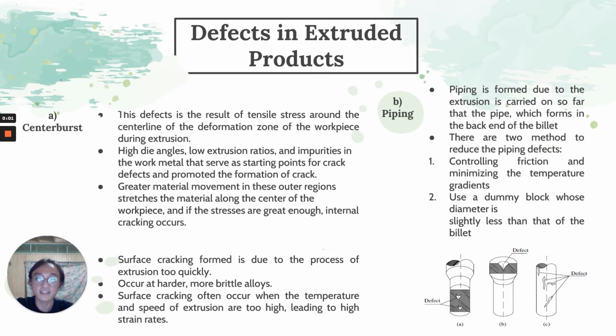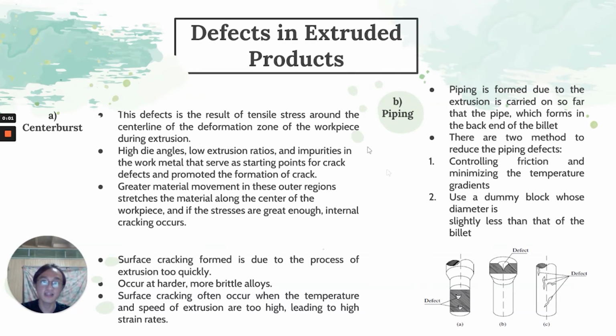The first type of defect is center burst. Center burst defect is the result of tensile stress around the center line of the deformation zone of the workpiece during extrusion. There are a few factors that can cause the crack defect. High die angle, low extrusion ratio, and impurities in the work metal can serve as starting points for crack defects and promote the formation of cracks. Greater material movement in the outer region stretches the material around the center of the workpiece, and if the stresses are great enough, internal cracking will occur.